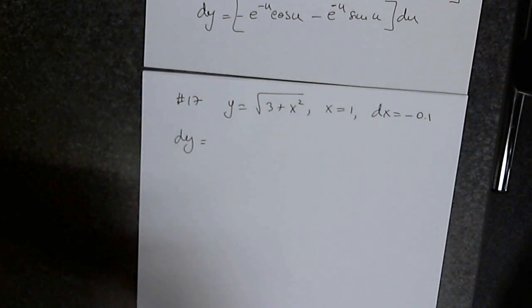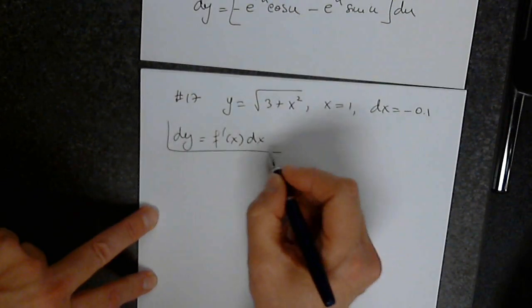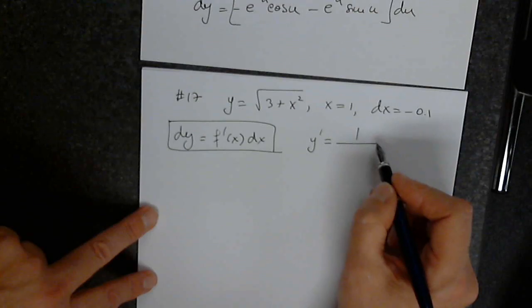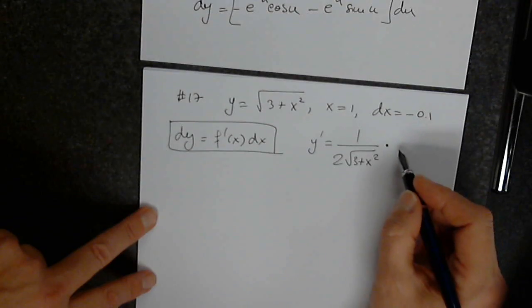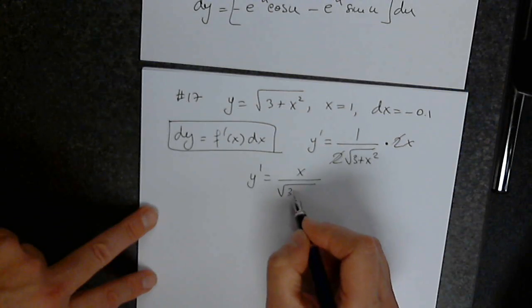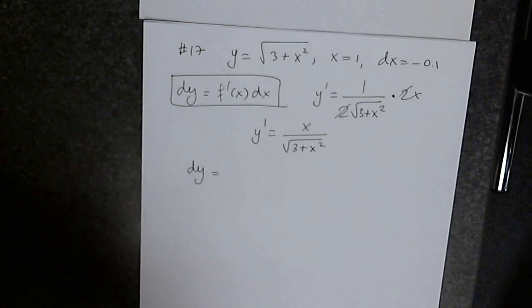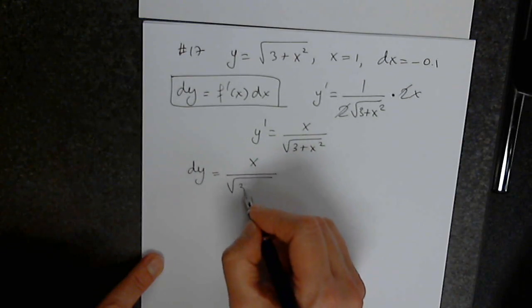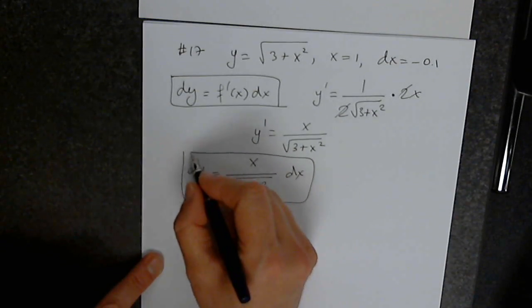What do I have to write? The definition is f prime of x dx. This is the differential of y. When I differentiate y, I get 1 over 2 the square root of 3 plus x squared multiplied by 2x, and I simplify. So y prime equals x over the square root of 3 plus x squared. So therefore dy is, can anyone dictate? It's x over the square root of 3 plus x squared dx. That's it. This is the differential of y.